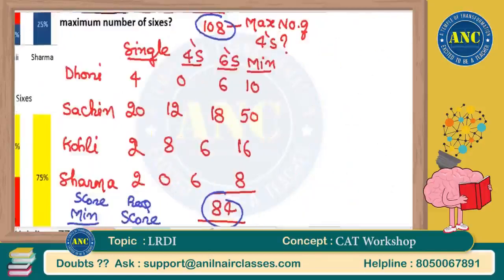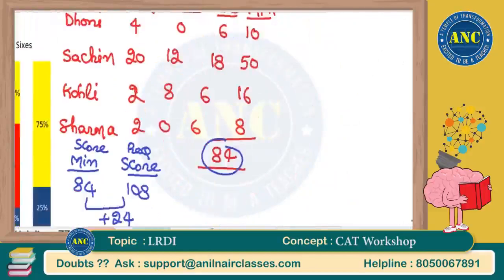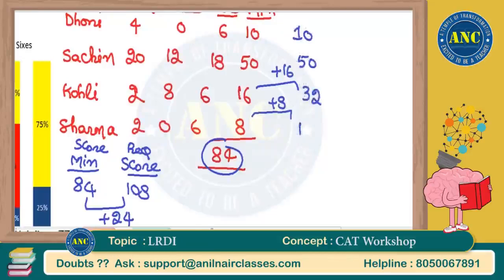That extra 24 runs is contributed by Dhoni, Sachin, Kohli and Sharma. Dhoni will always score runs in multiples of 10, so 24 will not come. Sachin's minimum score is 50, so 24 is less than 50. So Kohli can score another 16 and Sharma another 8. 16 plus 8 is 24. So this is 10, this is 50, this is 32, this is 16. So this is 108, this is one possibility.